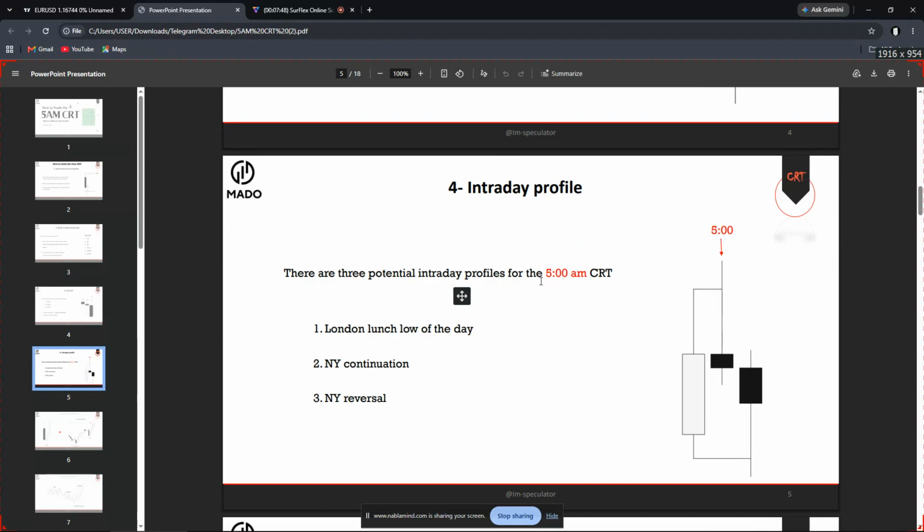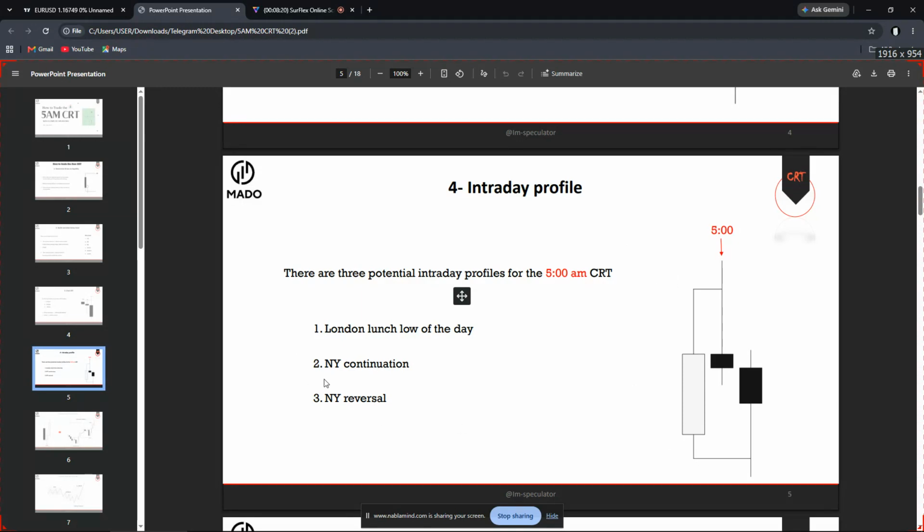Now, for intraday profile, there are three potential intraday profiles for the 5 a.m. CRT. Now, when you are trying to trade the 5 a.m. CRT, the 5 a.m. CRT is formed during London lunch by creating the high of the day or the low of the day. That is when the 5 a.m. forms. It creates the high of the day or the low of the day, before targeting the opposing side of liquidity.